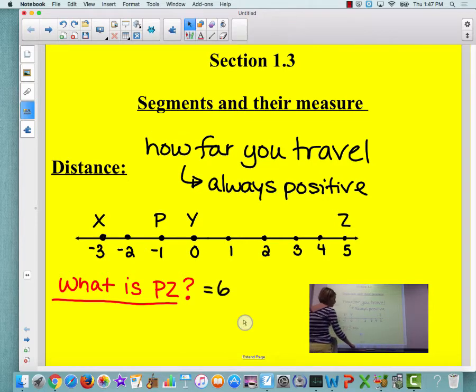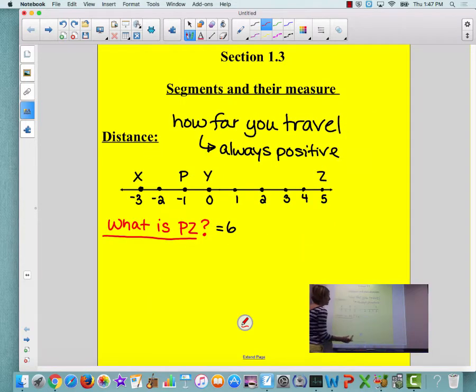But is there a way I could have done that if the numbers were bigger? Well, let's think about that. If I wanted to find PZ and it's 6, if this is 5 and this is negative 1, could I have done 5 minus negative 1? So 5 minus negative 1 would have become 5 plus 1, which is equal to 6. So that's one way to find your distance.